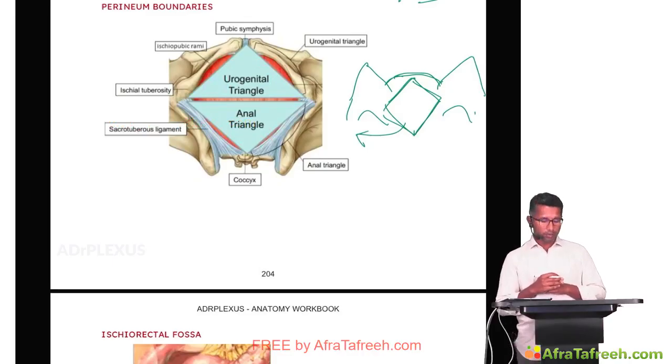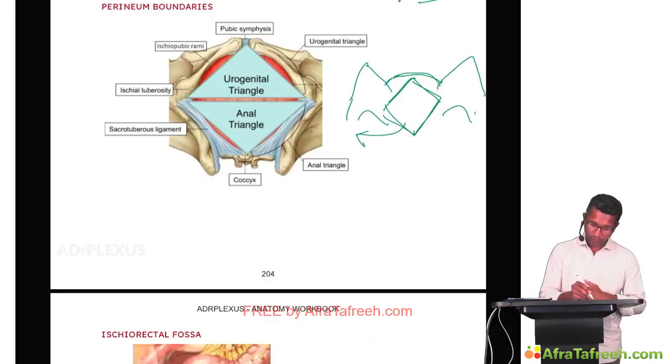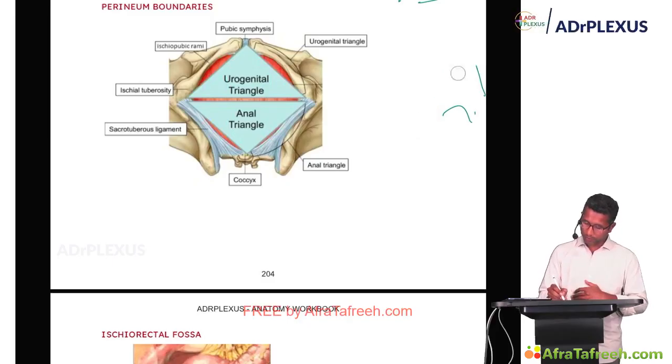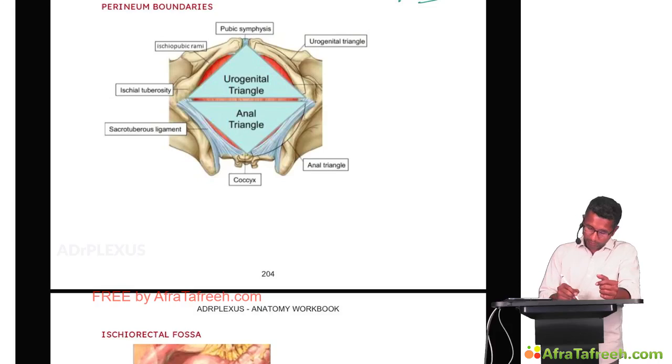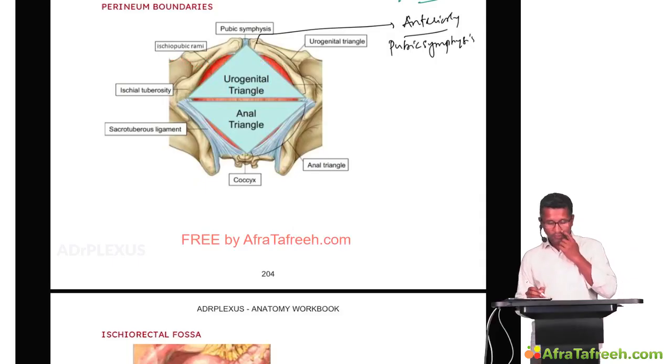The perineum is bounded on the sides and in the front by the following structures. It is bounded anteriorly by the pubic symphysis. And can anybody tell me, pubic symphysis is what kind of joint?